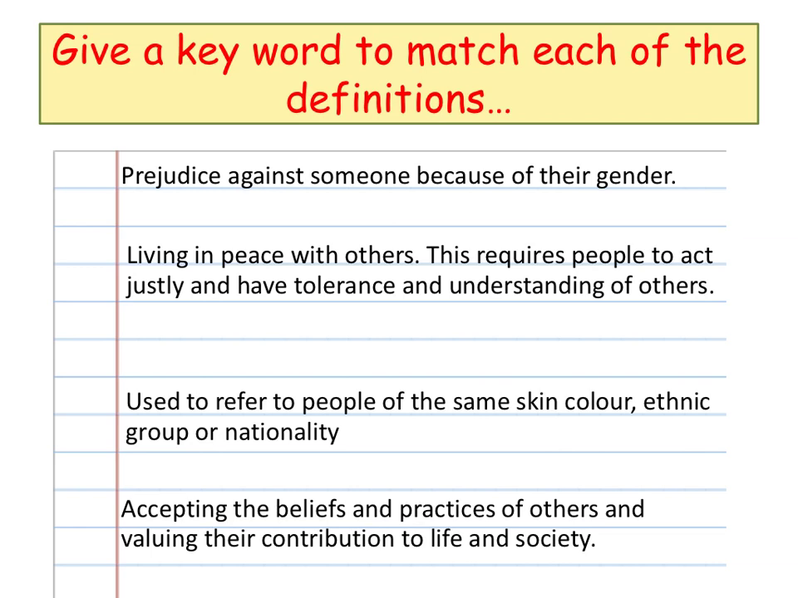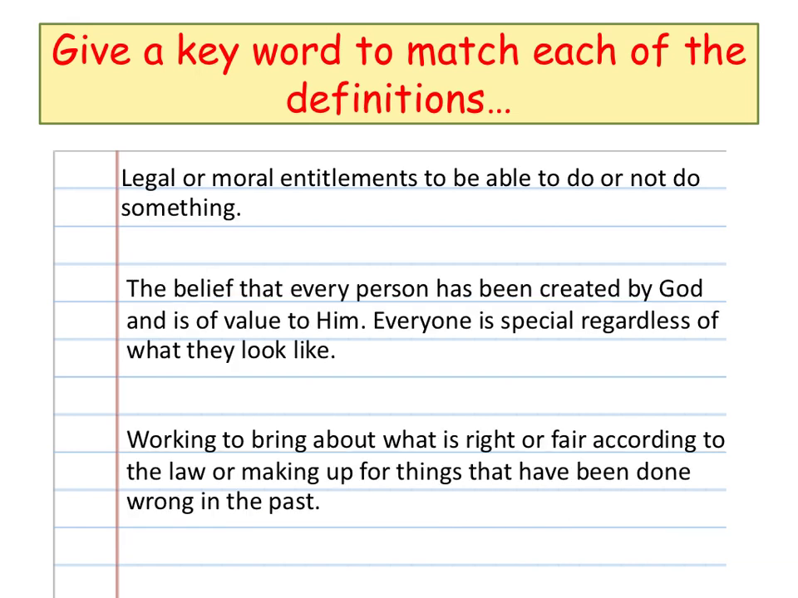Number 9, living in peace with others. This requires people to act justly and have tolerance and understanding of others. Number 10, used to refer to people of the same skin colour, ethnic group or nationality. Number 11, accepting the beliefs and practices of others and valuing their contribution to life and society. Number 12, legal or moral entitlements to be able to do or not do something.